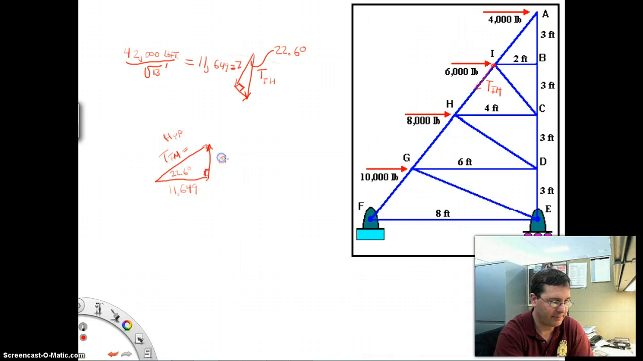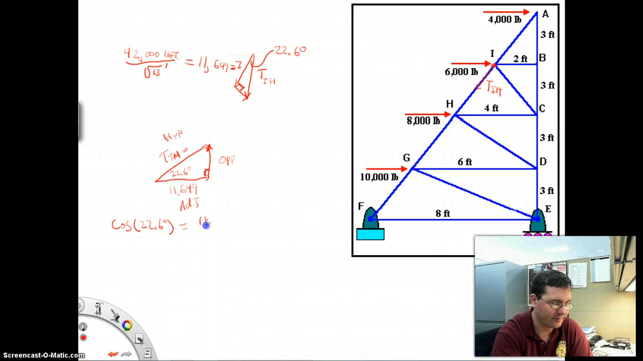This side would be opposite the 22-degree angle. This side would be adjacent to the 22-degree angle. So I think about what function relates adjacent and hypotenuse. Well, it's the cosine. So let's write the formula. Cosine of 22.6 degrees equals what? Adjacent over hypotenuse.